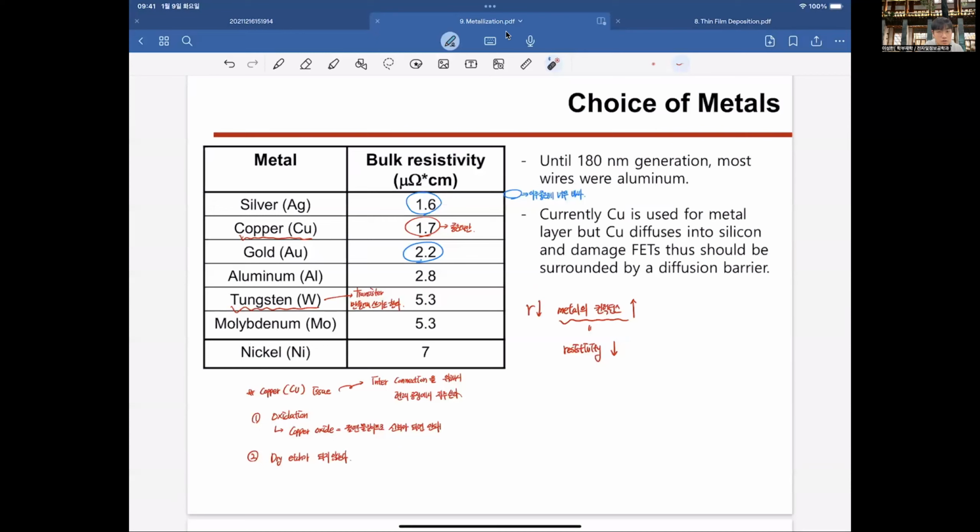And an important thing in the metallization is what metal we use. The metal should have good conductivity. It means less resistivity. So we can see silver and gold have small resistivity, but we can't use these because of cost problems. So we use copper and tungsten at this time.